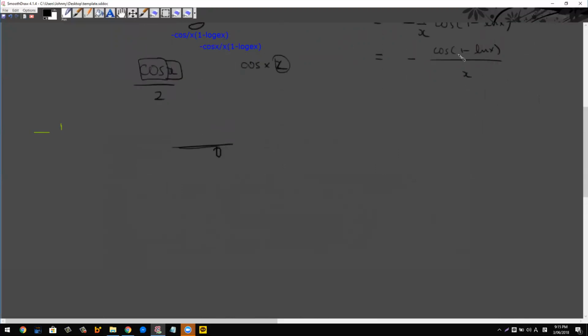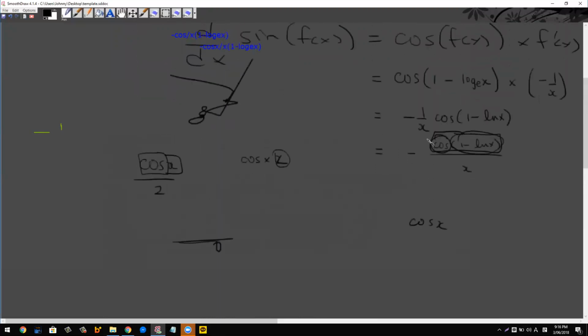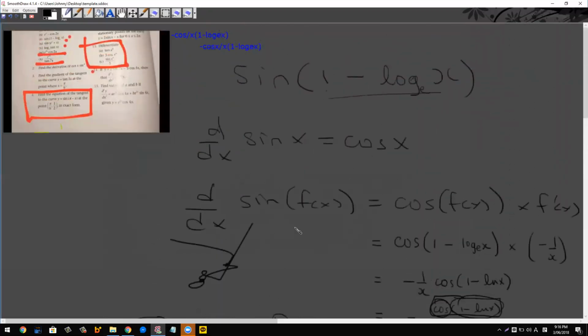Remember, this is cosine of this. You cannot separate this one from this one. If you have cosine of x, these two are not separable. This is not cosine times x, this is cosine of x.